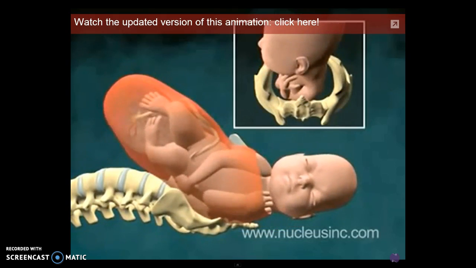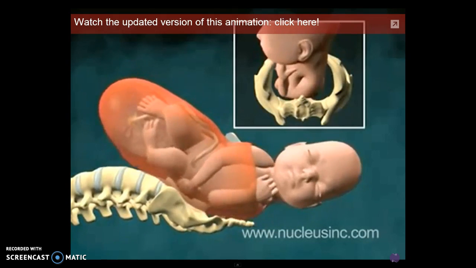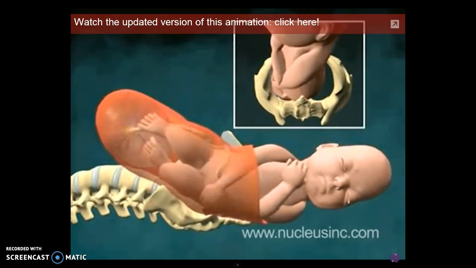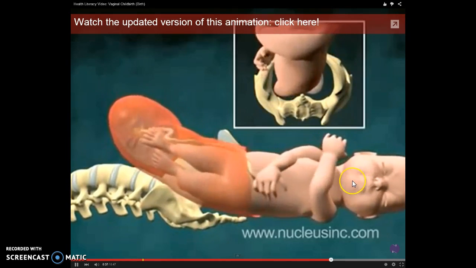So all of this is really the cardinal maneuver, what's going on here as the baby's born. You can see all of those rotations that occur.